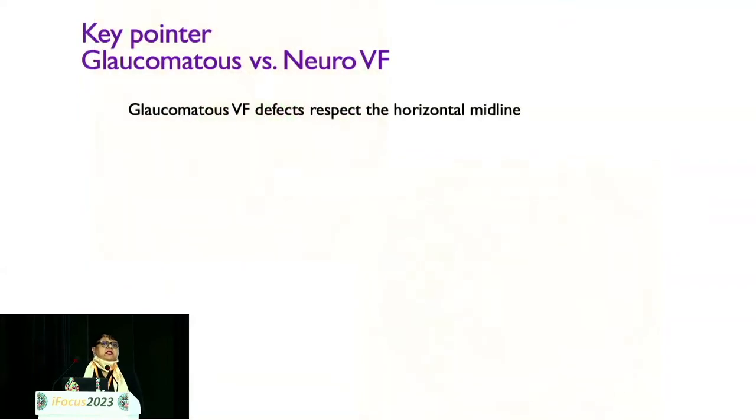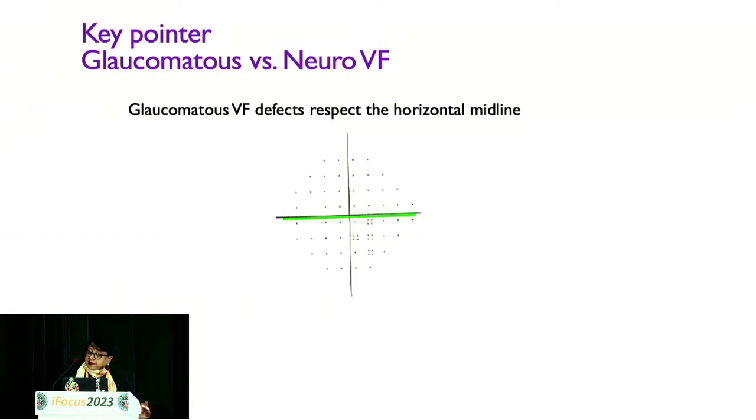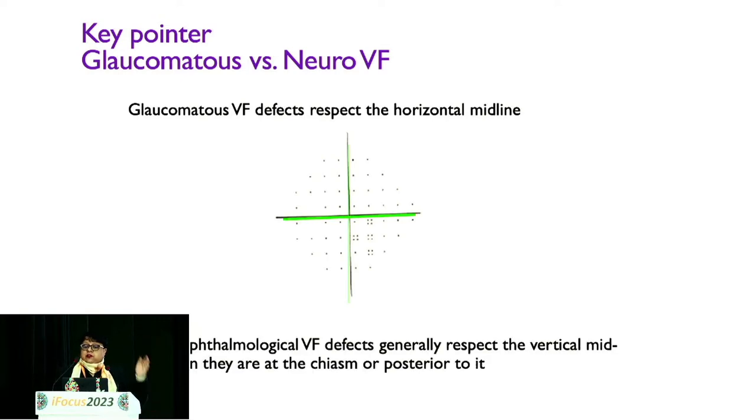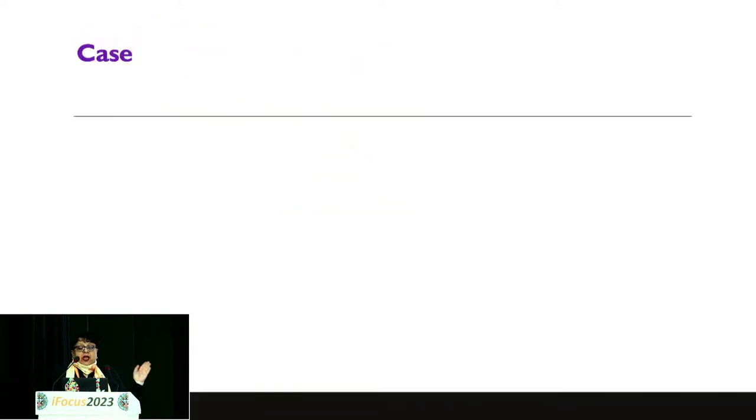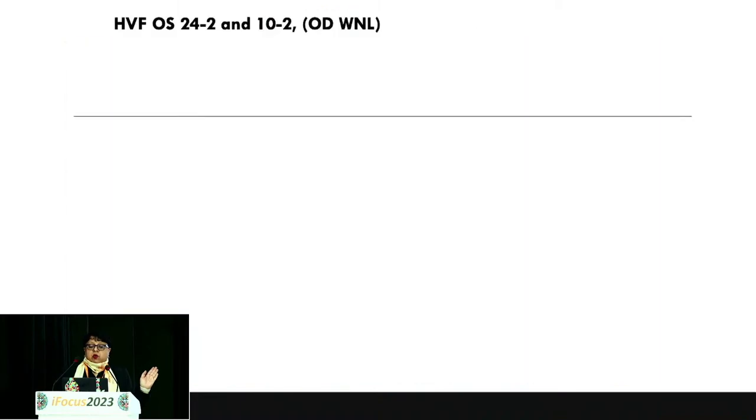Very good. Okay, so the patient did not have glaucoma, patient had a pituitary tumor, all right? So, glaucomatous visual field defects respect the horizontal midline, whereas neurological respect the vertical midline. I think you know that by now. I don't think I'll go to any further cases.